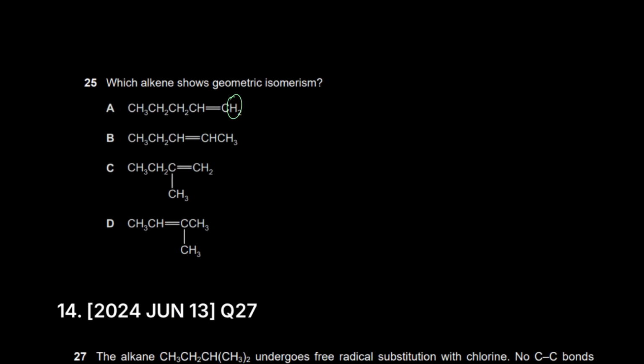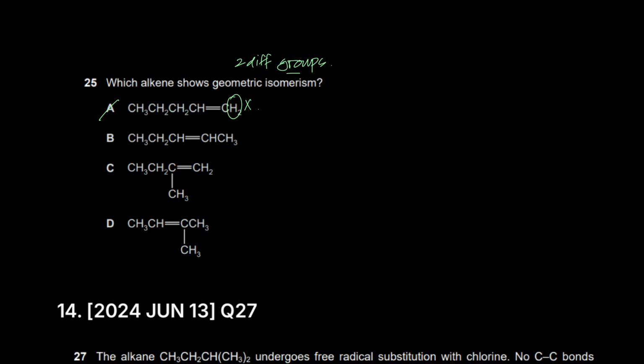Next, question 13. Which alkene shows geometric isomerism? This won't show geometric isomers because it isn't bonded to different groups. Remember this: each carbon in the double bond must be bonded to 2 different groups, right? So this is bonded to 2 hydrogens, therefore A is wrong.